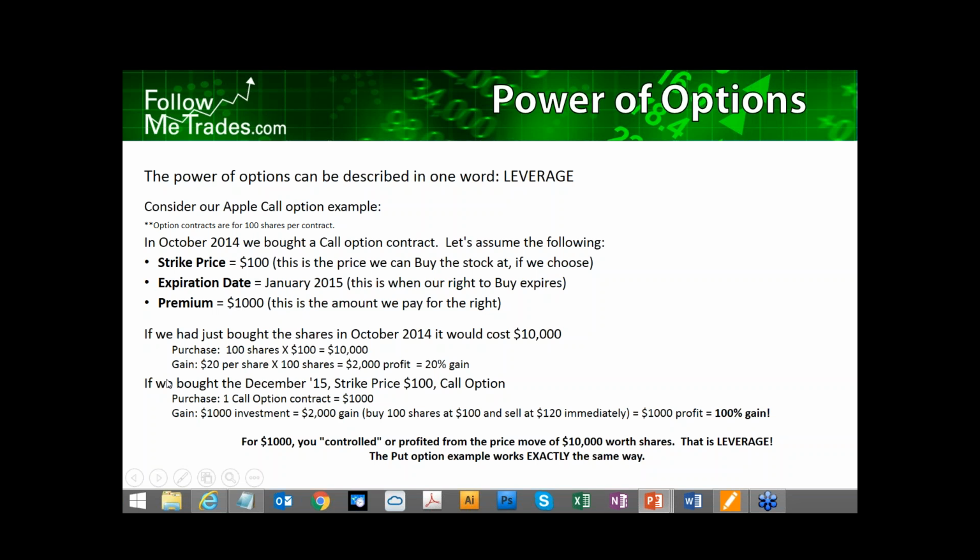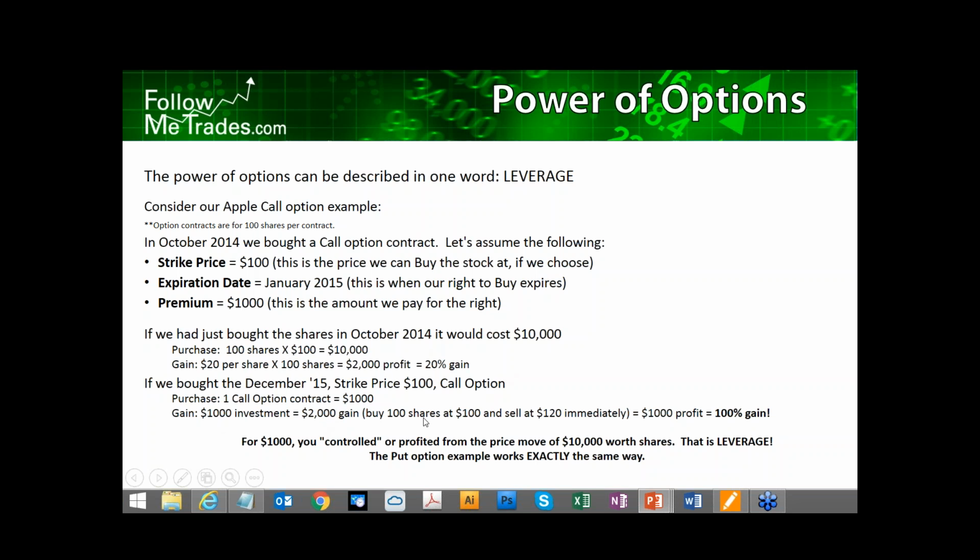So if we had just bought the shares in October 2014, it would have cost us 10 grand. 100 shares times $100 is $10,000. And it did go to $120, so that's a $20 gain per share. That's a $2,000 profit, a 20% gain. Well, that's pretty good. But look here, we bought the January call option, strike price $100, cost us $1,000. We bought one contract.